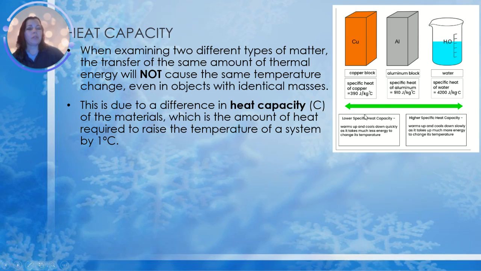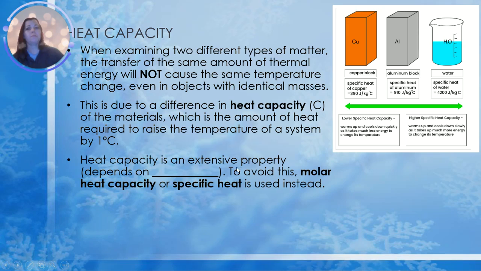So what a lower specific heat capacity means is it warms up and cools down quickly, and it takes less energy to change its temperature. Versus water, which has a higher specific heat capacity. It warms up and cools down more slowly, and it takes much more energy to change its temperature. Now, the other thing I want you to know about heat capacity is it is impacted by state. So steam, gaseous water, has a different heat capacity than liquid water.